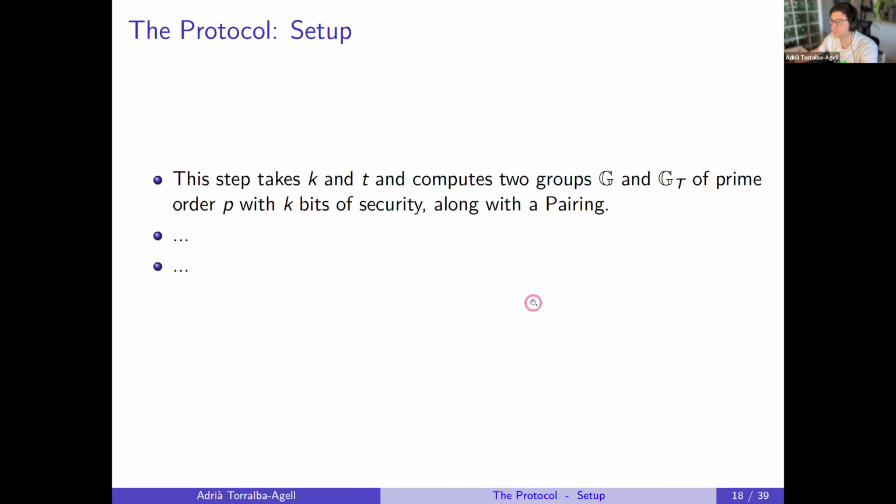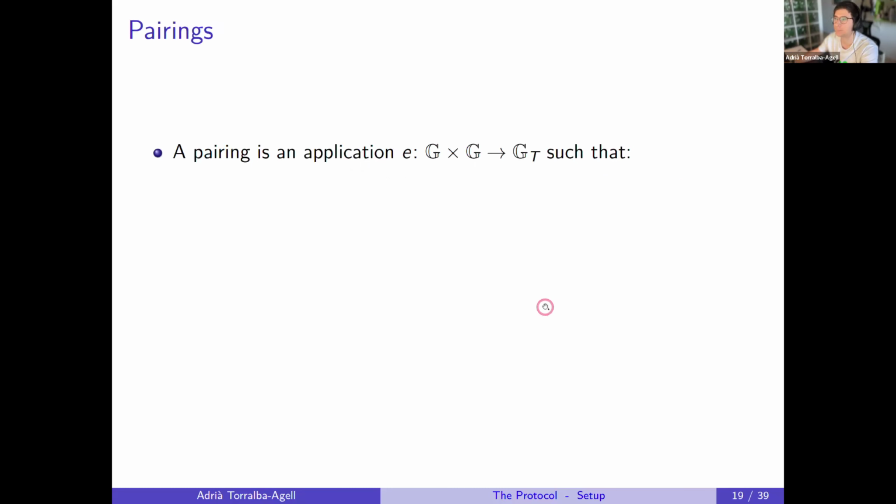But what is a pairing? Okay, I mean, I lied about the preliminaries. We need another thing. A pairing. Well, a pairing is an application E that takes 2 elements from G, G times G, and outputs an element from GT, such that this pairing is bilinear. This means that for every a and b in the group, we have that E(g^a, g^b) is equivalent to E(g, g)^(ab).